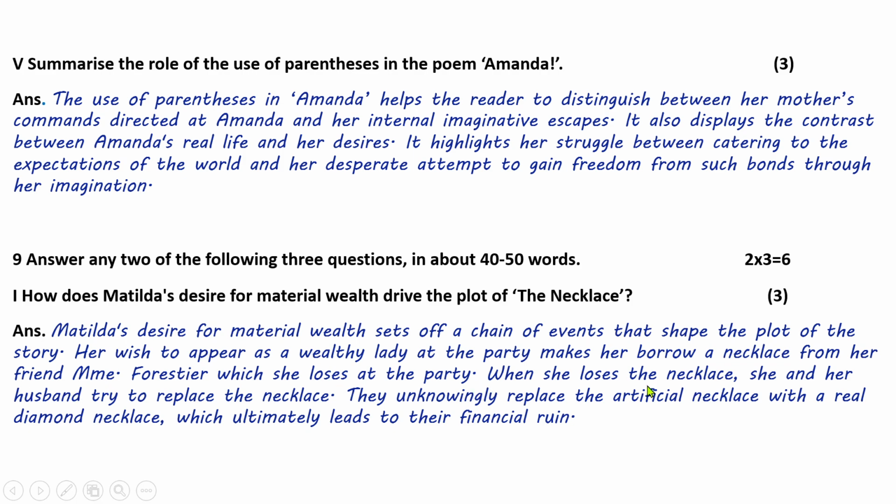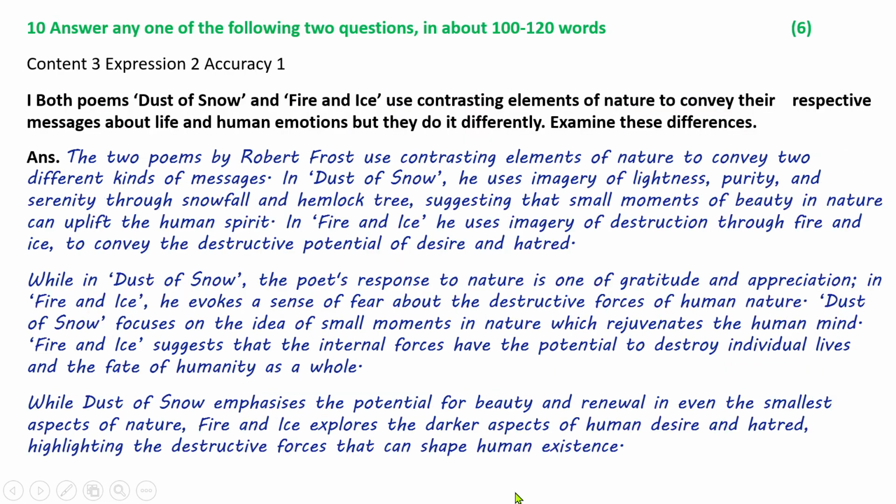When she loses the necklace, she and her husband try to replace it. They unknowingly replace the artificial necklace with a real diamond necklace, which ultimately leads to their financial ruin. So this is how Matilda's deep desire for showing off and having material wealth drove the plot of the story The Necklace.